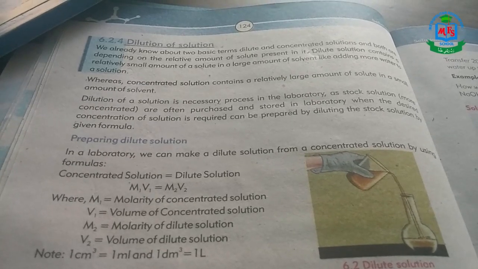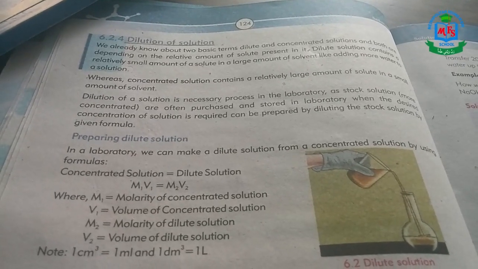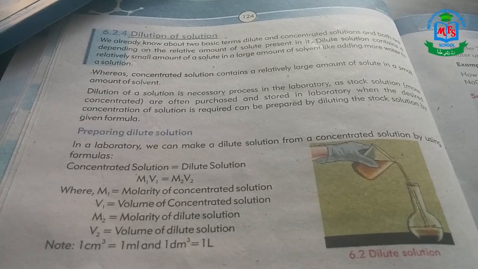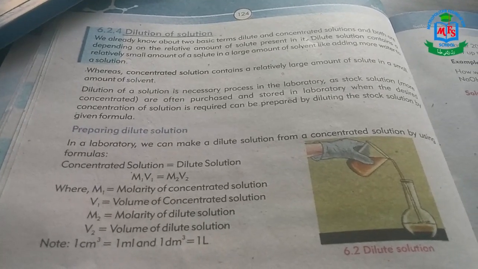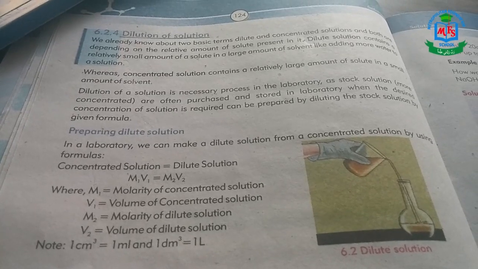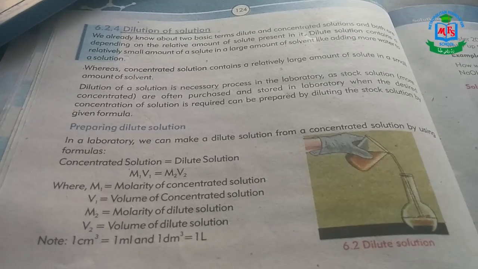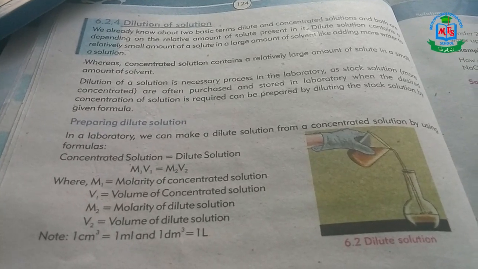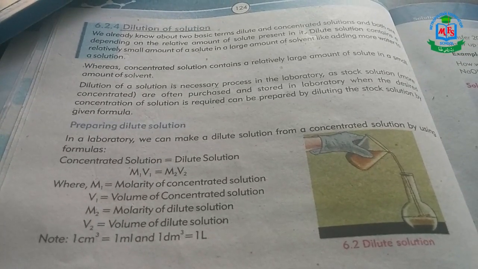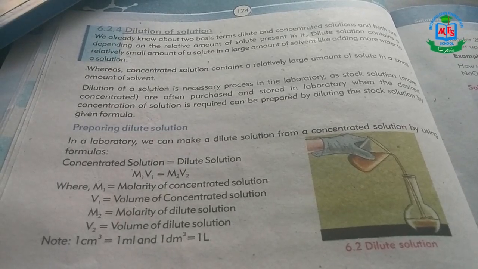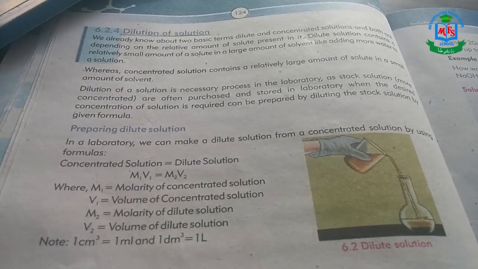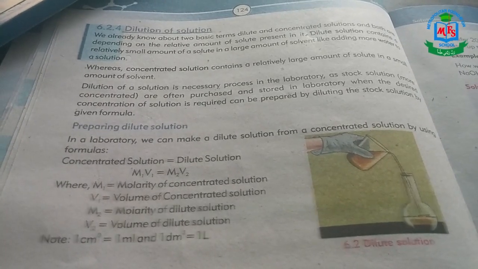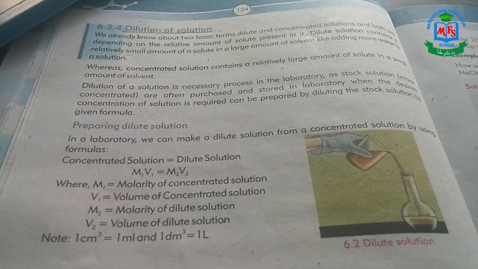Next, we discuss here how we can prepare dilute solution in the laboratory. We can prepare dilute solution in the laboratory from concentrated solution, first of all, with the help of the following formula. First of all, we write the formula: concentrated solution is equal to dilute solution. Then we write the molarity and volume of that solution.